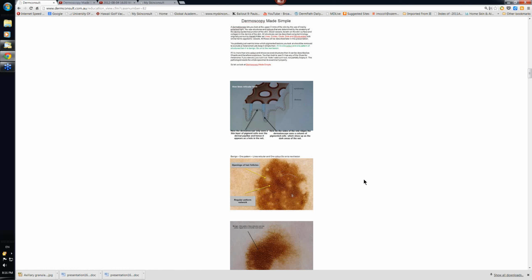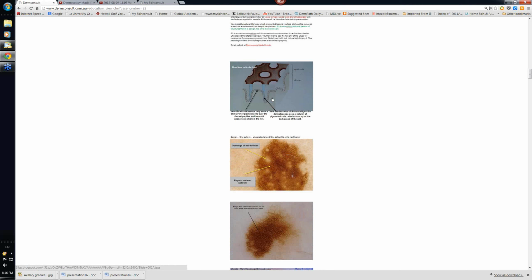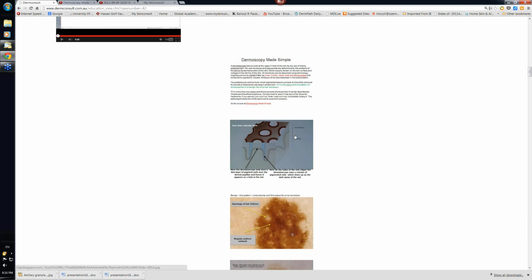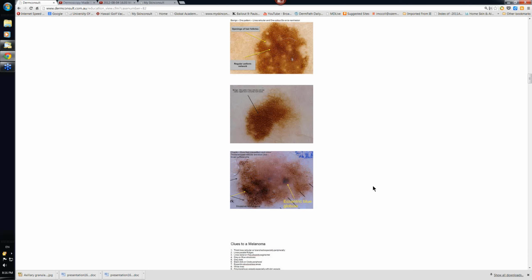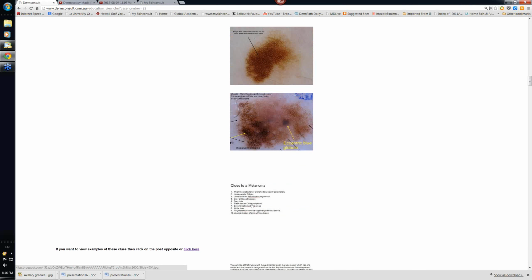Some places in the body, the rete ridges are in fact effaced, and that's often the case in sun-damaged skin in the face. So there, the net-like pattern that you may be seeing is a pseudo-network pattern because of the arrangement of the follicles. The openings you're seeing are the openings of hair follicles in the face. These videos will go into this, so it's well worth looking at. And it'll look at some of the clues to melanoma.